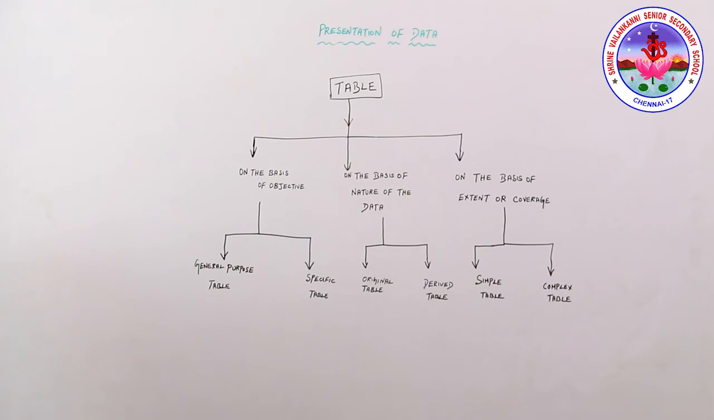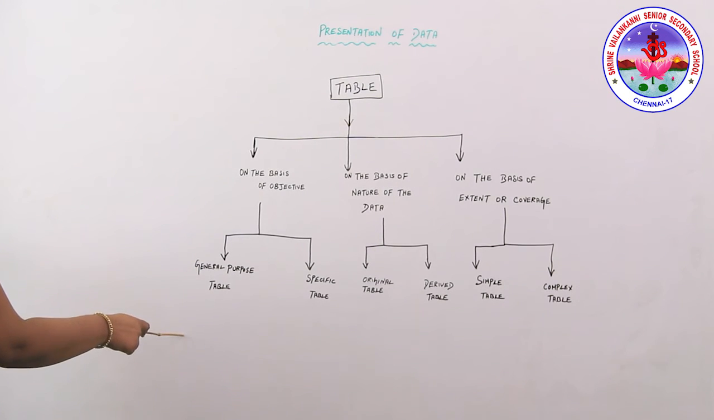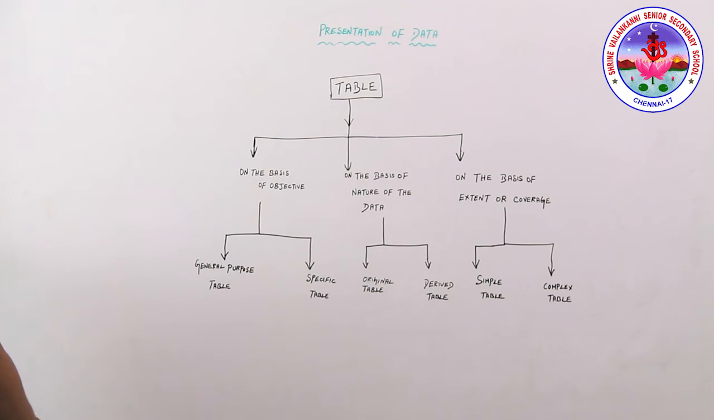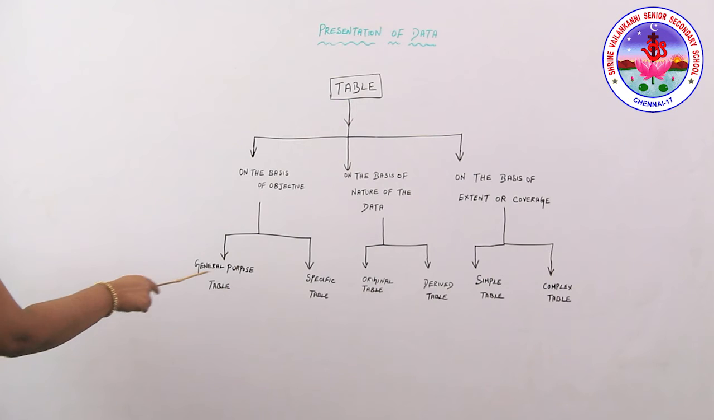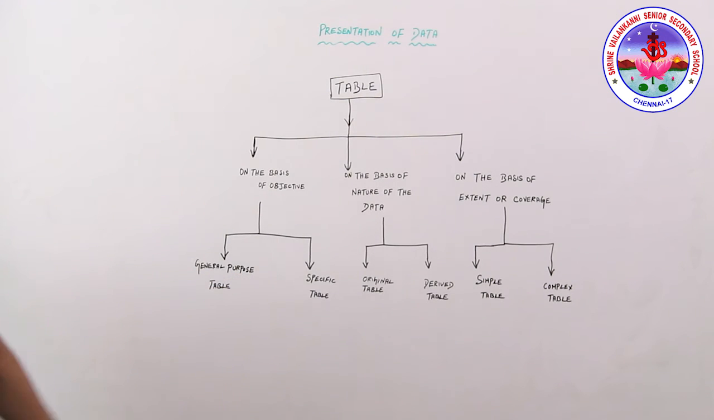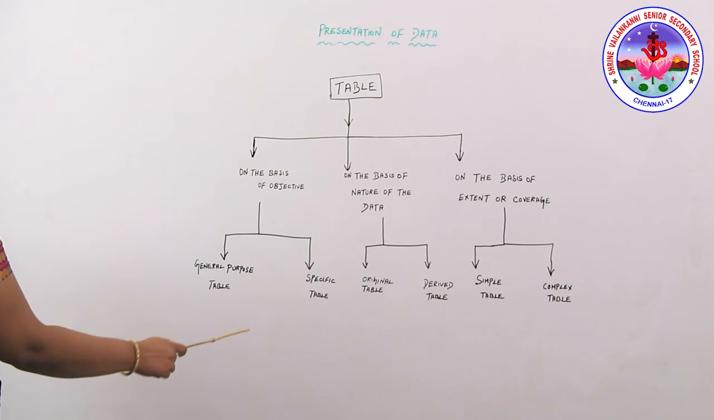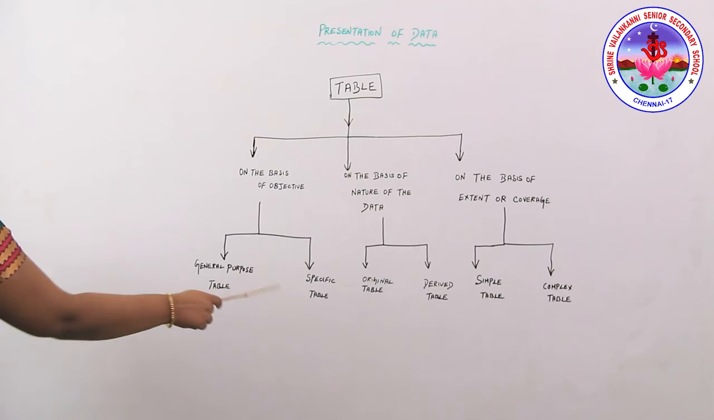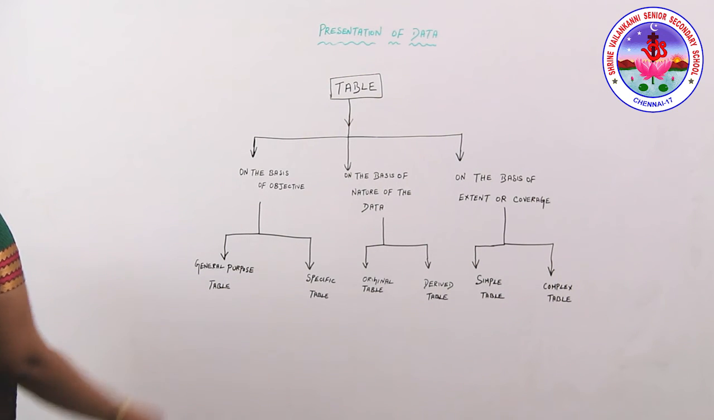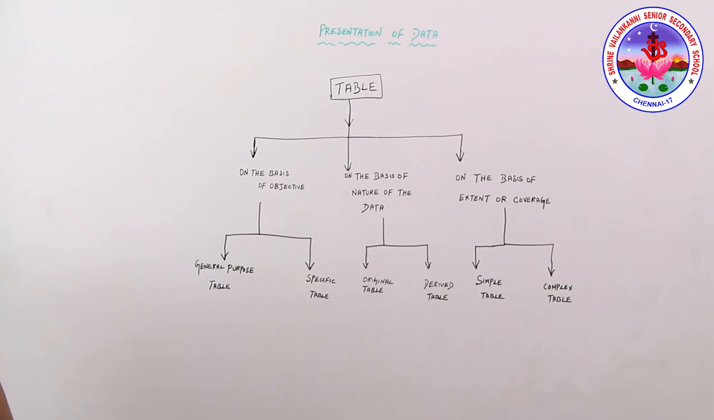The first one, general purpose table. What do we mean by a general purpose table? It represents the raw details in a great detailed form, for example, government department reports. That's why we call it a general purpose table. The second one, the specific table, that is the special purpose table, provides specific information, for example, the production of a company. That is an example of a specific, or special purpose, table.